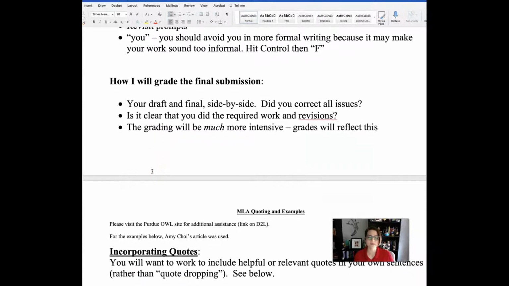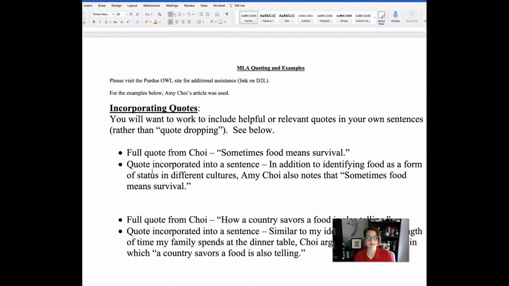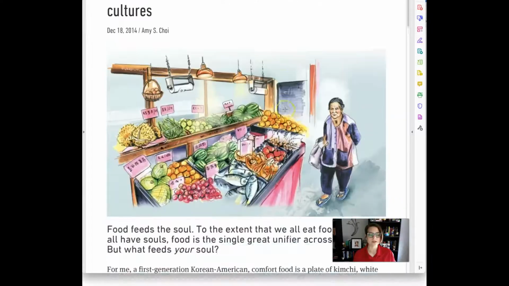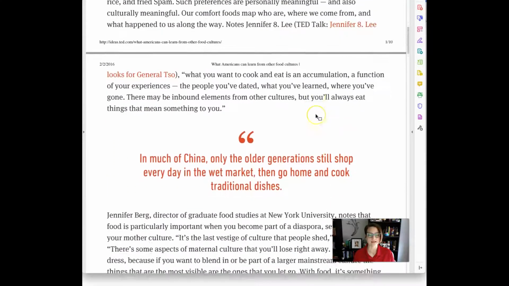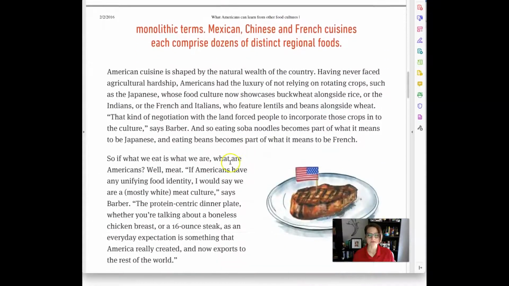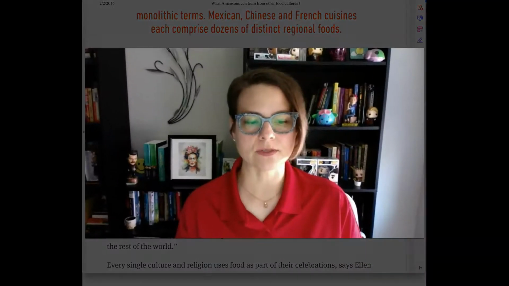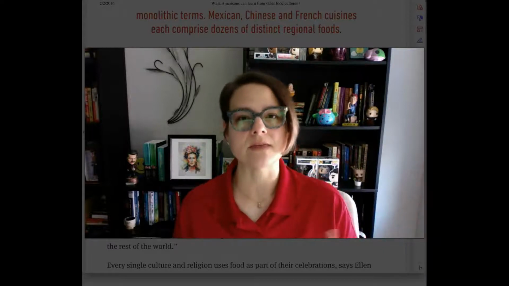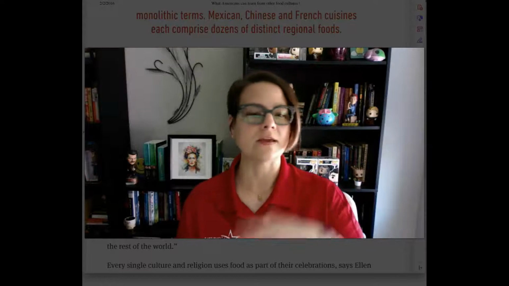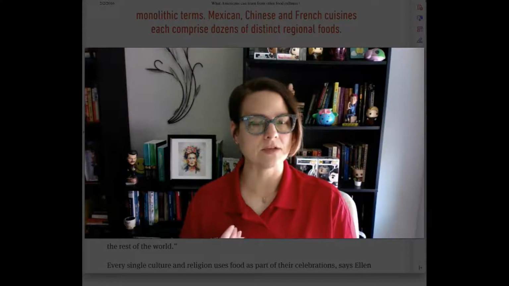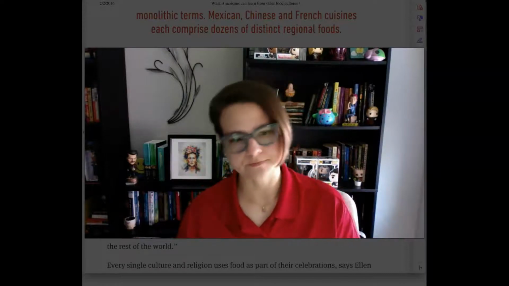I do want to talk a little bit about MLA quoting and examples, because I know this can get a little confusing and overwhelming, especially when we're thinking about Choi. In Choi's article, she quotes so many great people, like Jennifer 8 Lee and Dan Barber, who's a chef. We have all of these people that she's mentioning, but we have to make absolutely sure that when we are using those quotes or ideas by some of the people she references, it is clear for your audience, so they don't think all of those ideas or words are Choi's, or that we're not giving Choi credit for writing the article itself. Let me show you what I mean.